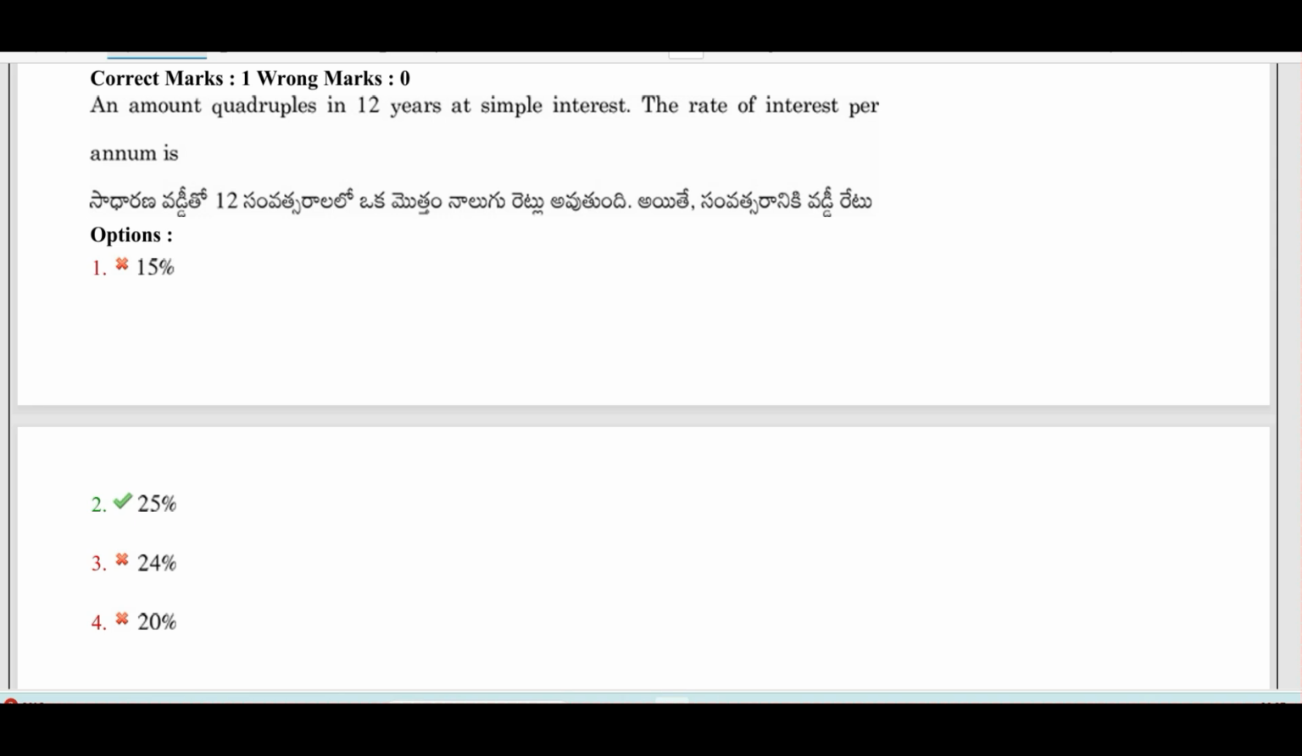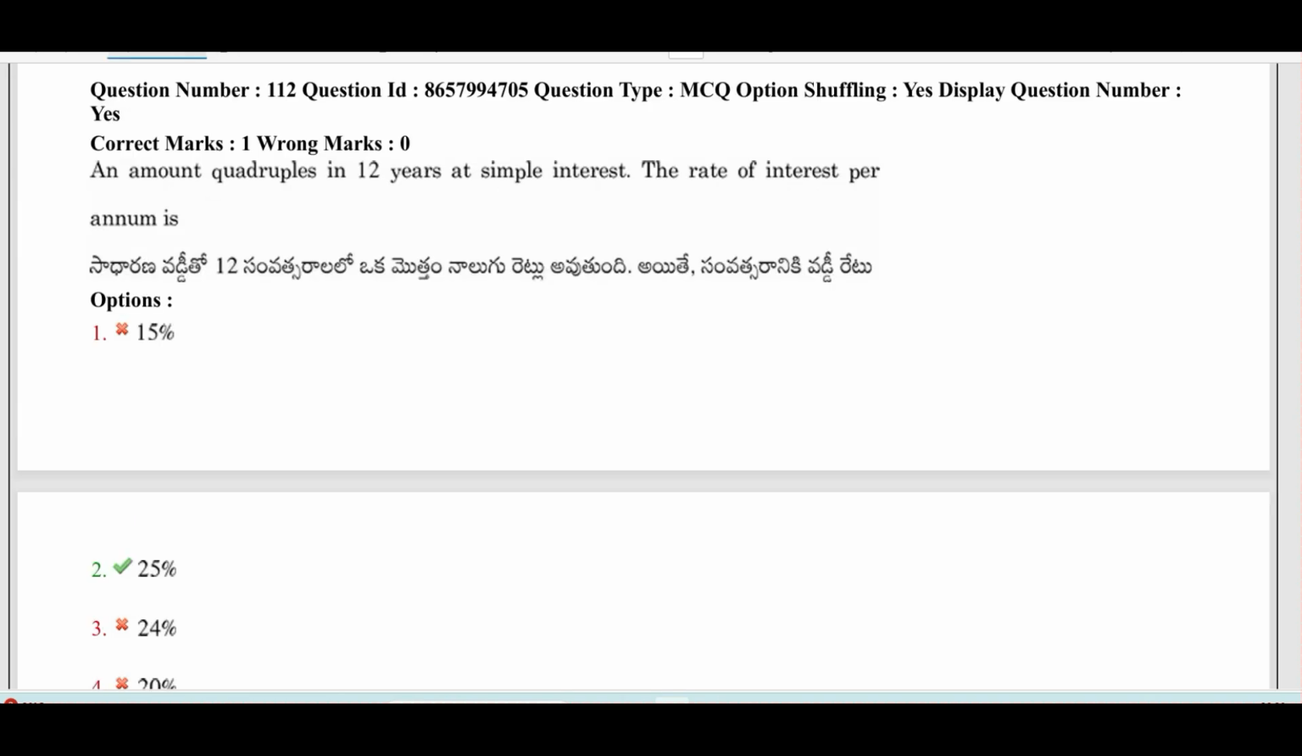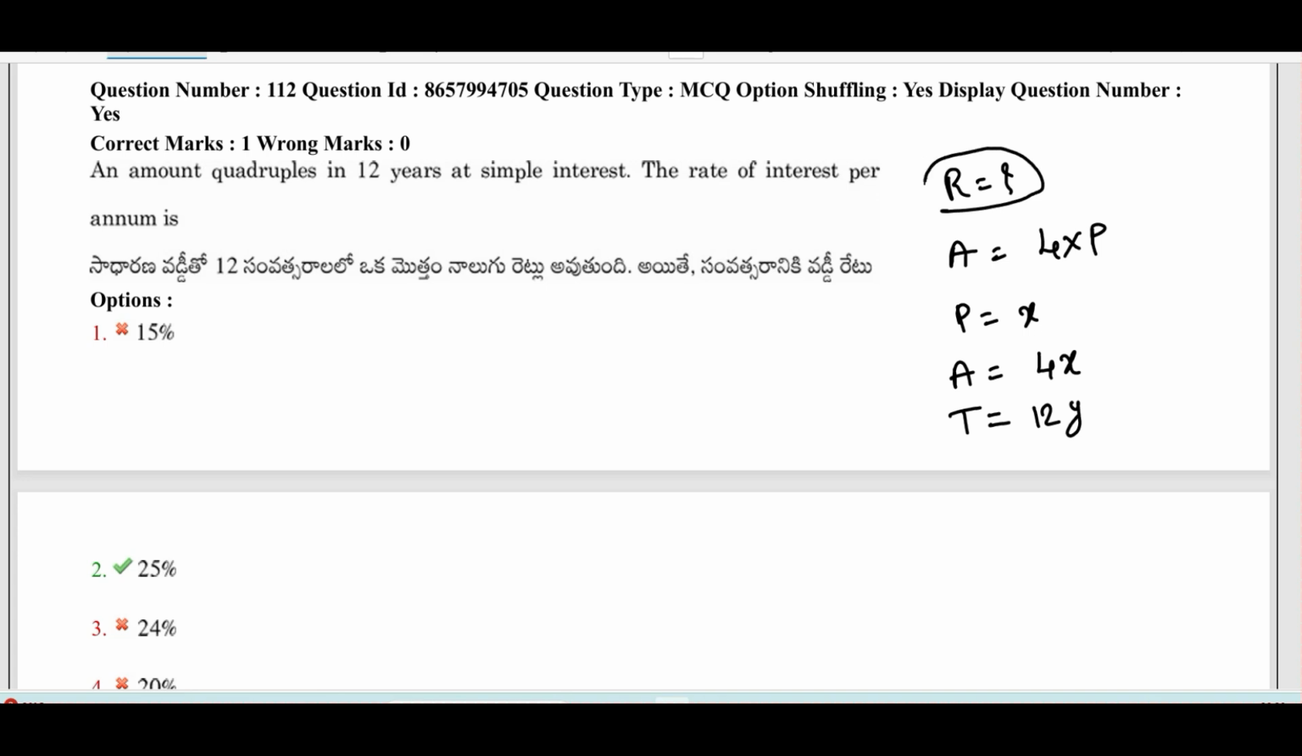The rate of interest per annum is... Now what are we asked to find out? We are asked to find out a rate of interest. But what is given in this? We are given that the amount becomes 4 times its principal. So if I suppose the principal as x, then the amount becomes 4 times x, that is 4x. And the time is also given as 12 years. And we are asked to find out the rate of interest.